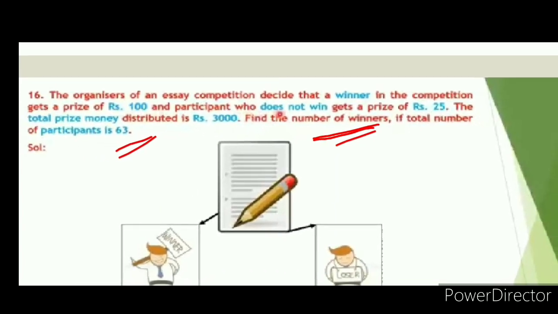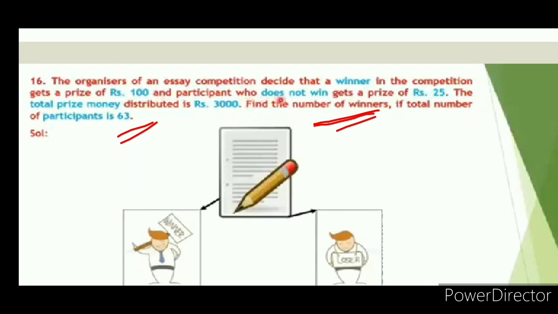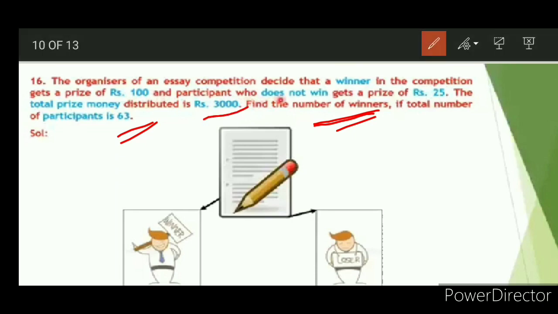Yes. Winners are getting a prize of 100 rupees. Losers are getting a prize of 25 rupees. Using this much information, we are going to find the total number of winners. But the total prize amount, how much did they distribute? They distributed 3000 rupees. This distribution amount includes winners and losers. Right, children?